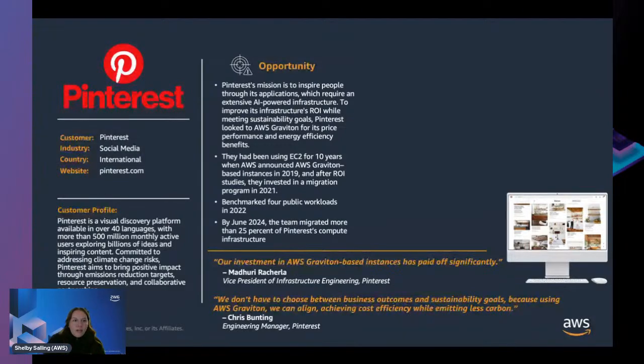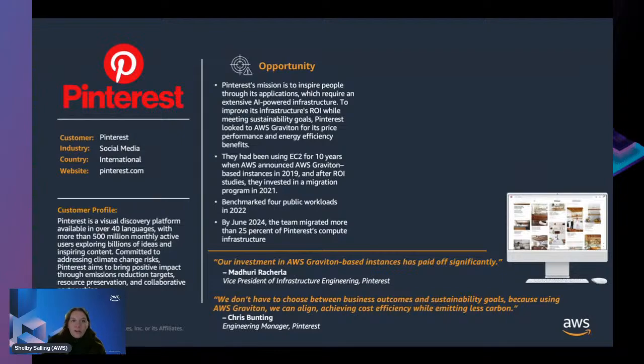And when AWS announced the Graviton-based instances in 2019, when they went GA, and after ROI studies, they fully invested in a migration program in 2021. They did benchmarking and testing for public workloads in 2022 and started doing deployments for various workloads. And by June 2024, the team migrated more than 25% of their compute infrastructure over to Graviton.